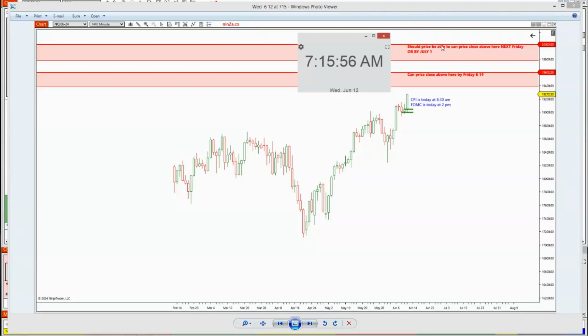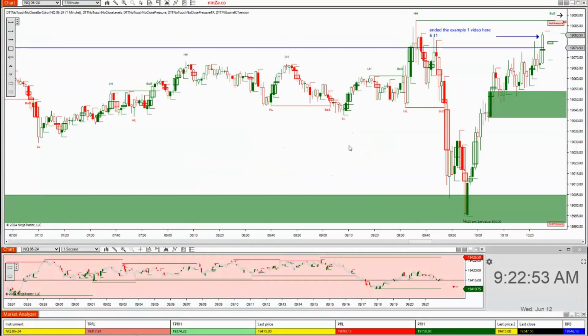And should they not want to, let's say they get here and just kind of lean back. Let's see if they can close above here by July the 1st. Let's just see if that's possible. Now, let me get rid of that.